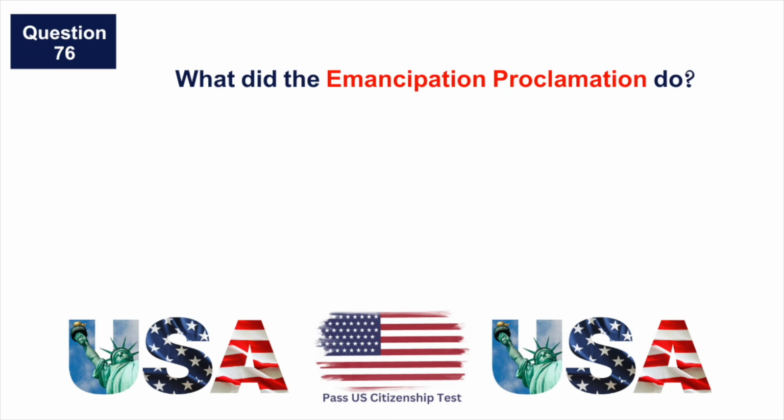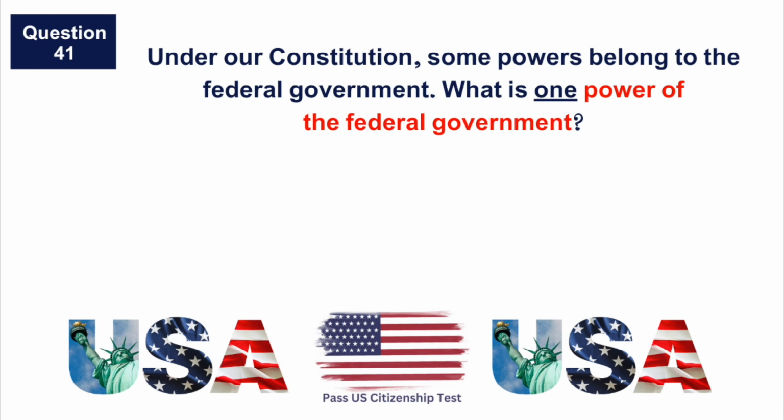What did the Emancipation Proclamation do? Freed the slaves. Under our Constitution, some powers belong to the federal government. What is one power of the federal government? To print money.